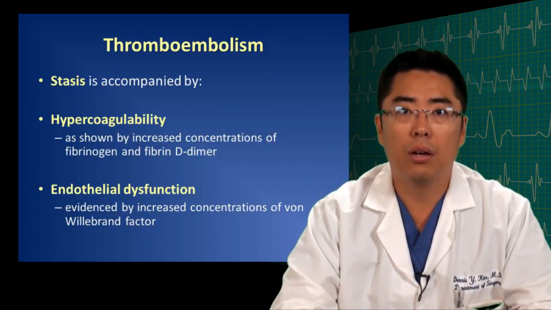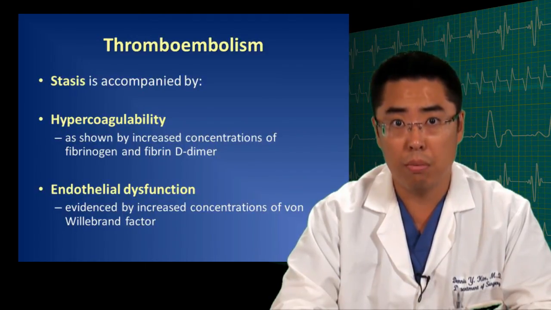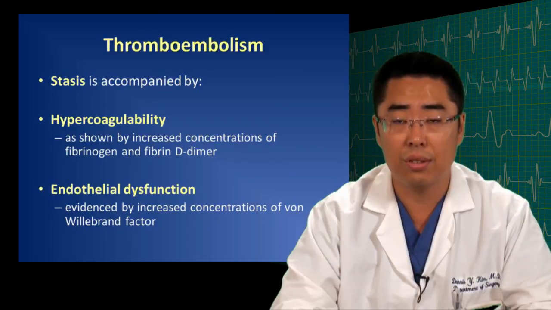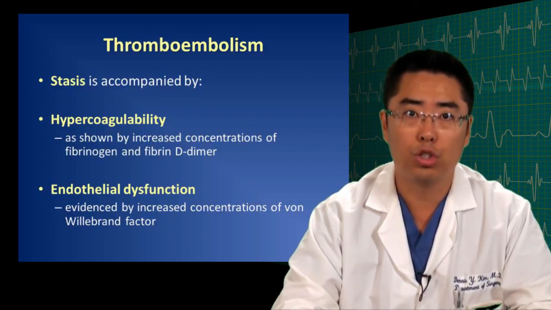The key underlying reasons for thromboembolism in atrial fibrillation are similar to those in venous thromboembolic disease, and these include stasis, hypercoagulability, as well as endothelial dysfunction.